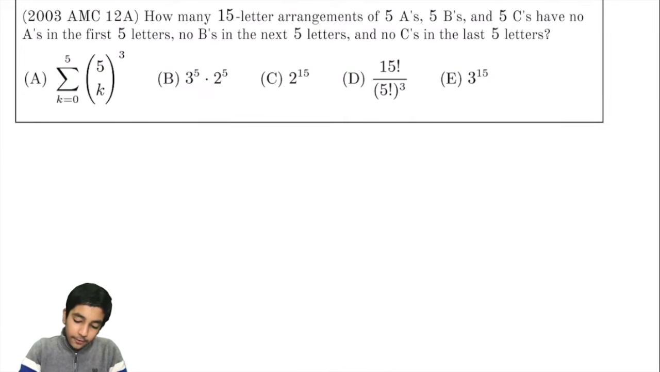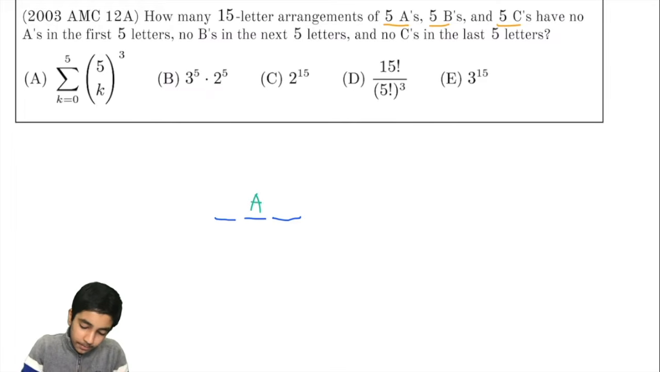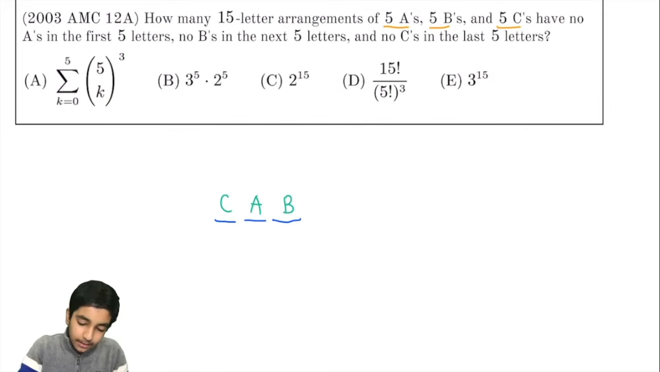So rather than looking at 5 A's, 5 B's, and 5 C's, and no A's in the first 5, no B's in the second 5, no C's in the last 5, why not just make it 1? Instead of saying the first 5 letters, let's make the problem no A's in the first letter, no B's in the second letter, and no C's in the third letter. So now let's just look at all the possibilities. So basically, you have no A's in the first, and then something like this could work. So now we just have to list all the possibilities and see which ones work.